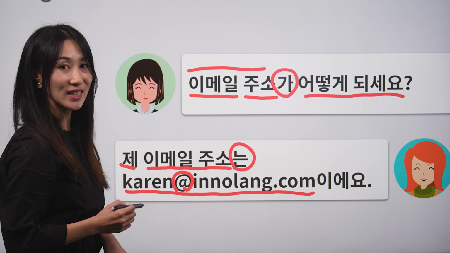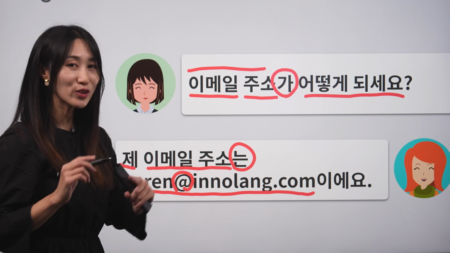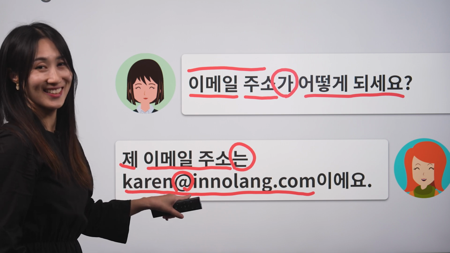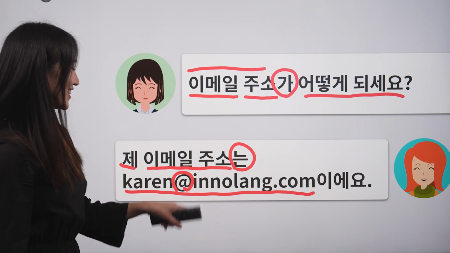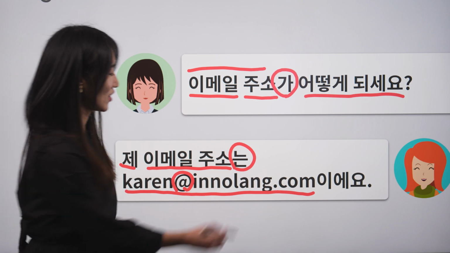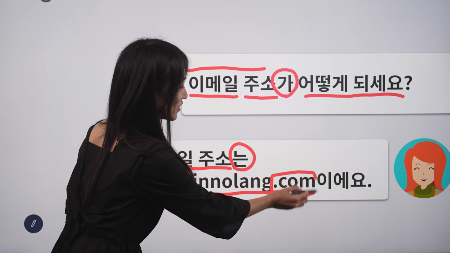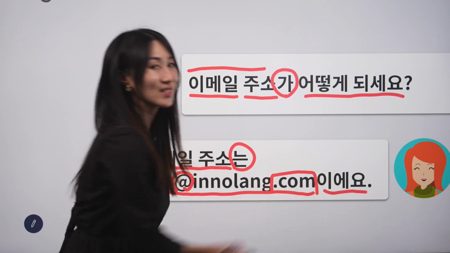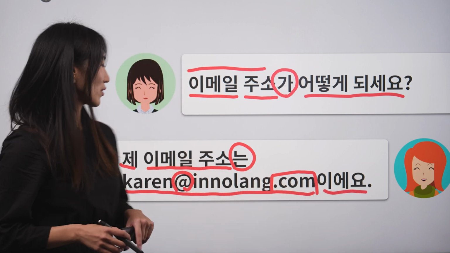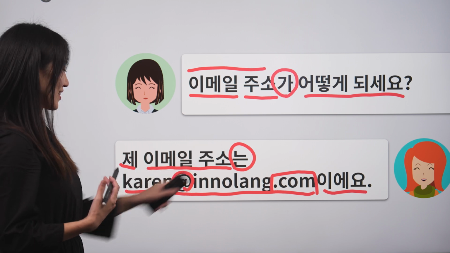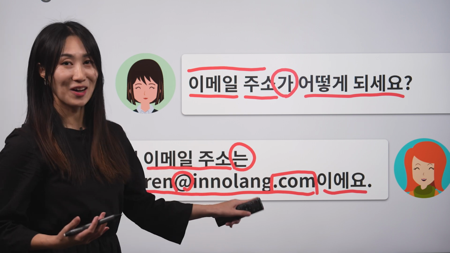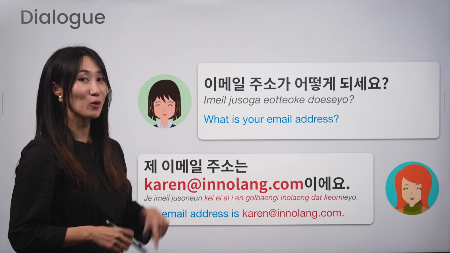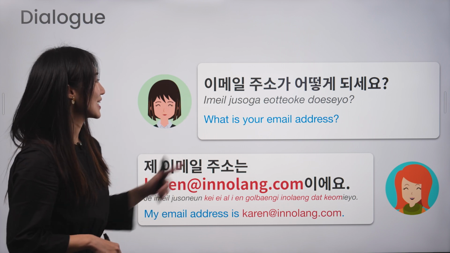This is 골뱅이. This literally means sea snail. It's because it looks like a sea snail, right? And this is 이노랭, and in English you say .com, right? In Korean too, we say .com. And 이에요 is like is. So altogether, my email address is karen@inoreng.com.